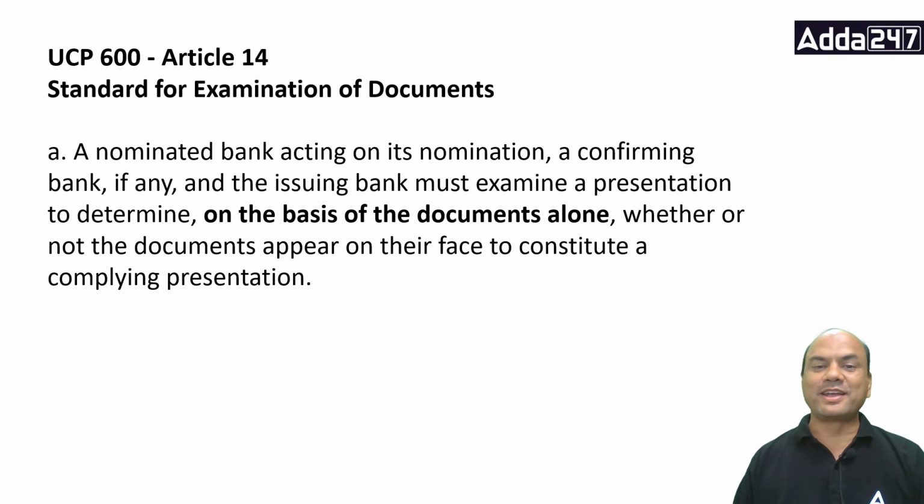UCP 600 Article 14, Standards for Examination of Documents. A nominated bank acting on its nomination, confirming bank, if any, and the issuing bank. See, all the three banks are mentioned: nominated bank, confirming bank, issuing bank. It can happen that the nominated bank and confirming bank are the same, or it can happen they are different. That's why all the three banks have been named separately.